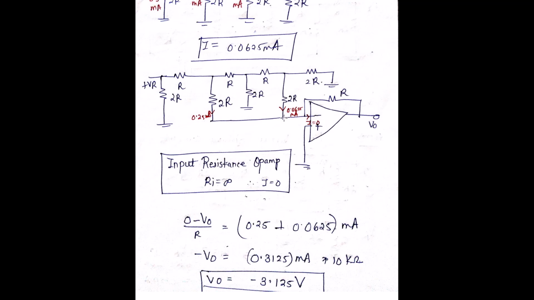0.0625 which comes from here and 0.25 which comes from here will enter into this resistor. There will be no current entering into the input terminals of the op-amp because the input resistance of the op-amp is infinite, hence that current is equal to 0. Therefore 0 minus of Vout upon R is equal to 0.25 plus 0.0625, and then we find the final value as minus 3.125 volts.